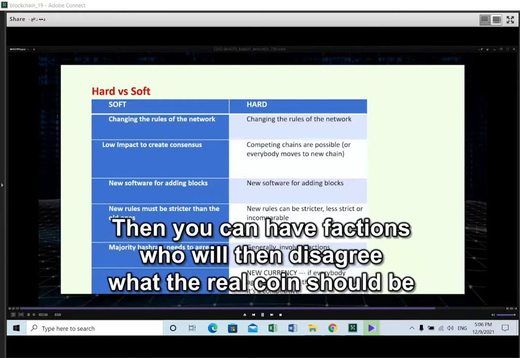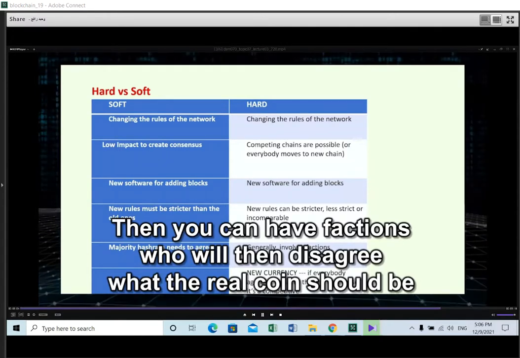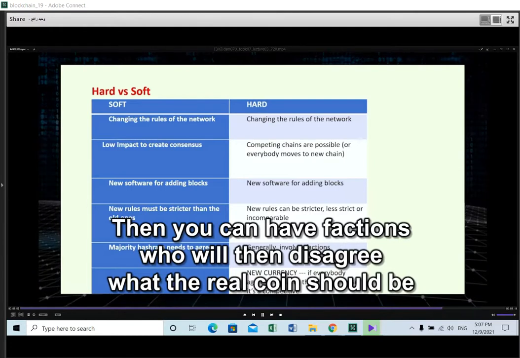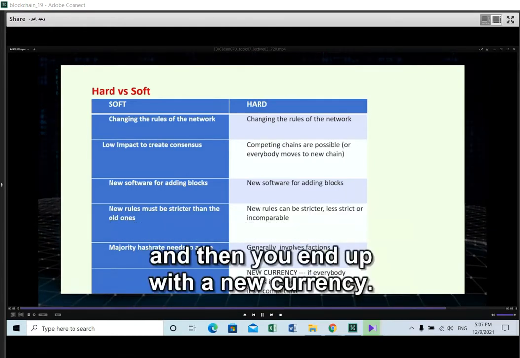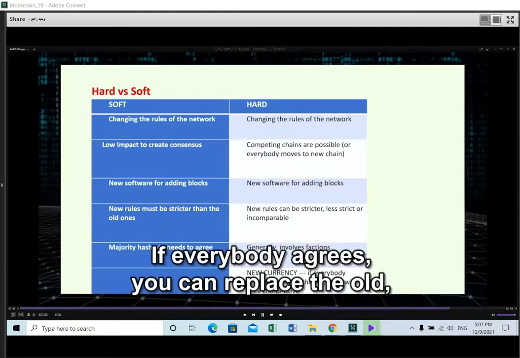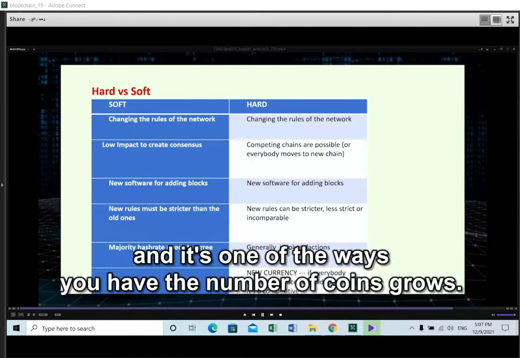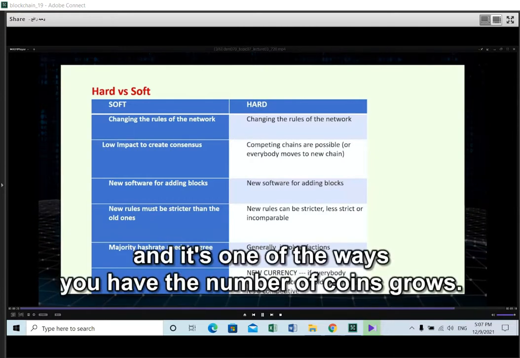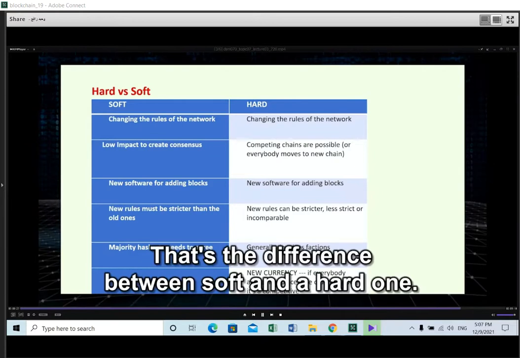But you can have factions who will then disagree on what the real coin should be. Okay. And then you end up with a new currency. And if everybody agrees, you can replace the old, but quite frequently they don't. And it's one of the ways that the number of coins grows. Okay. So that's the difference between a soft and a hard fork.